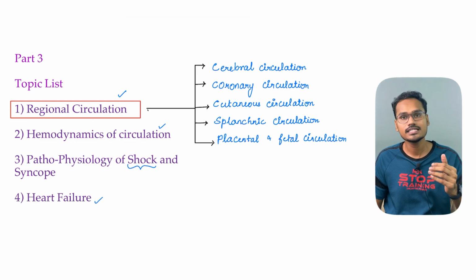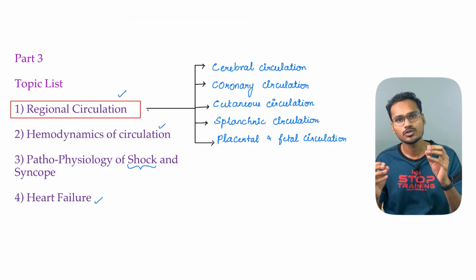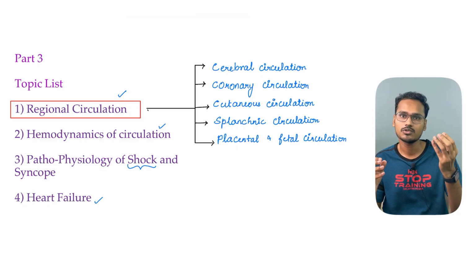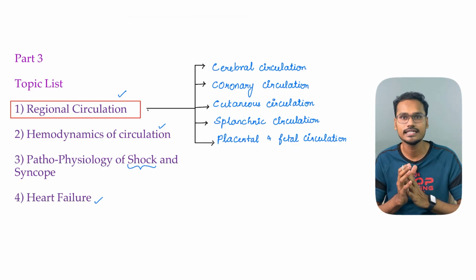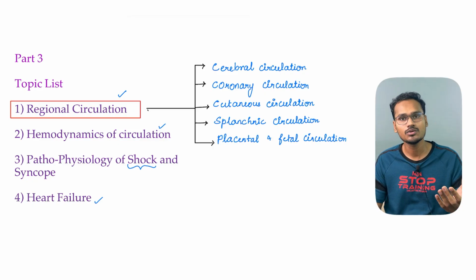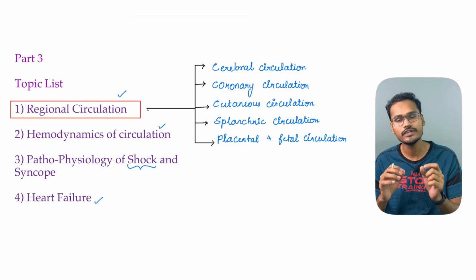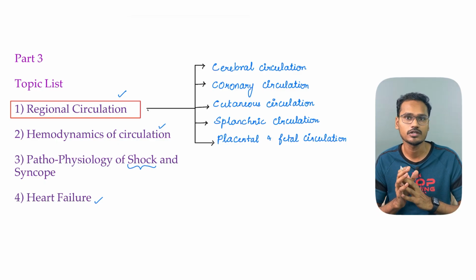So in regional circulation, there are several circulations which have some special features. Regional circulation means we are going to discuss a specific region and what the specialities in it are. If this is asked, you can write about the general control like neural regulation, metabolic regulation and the endocrine, and the various metabolites which regulate the blood flow. But in this video, we are going to discuss the special features of that particular circulation.